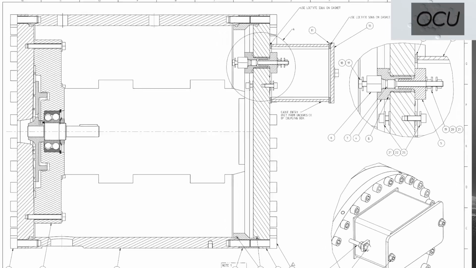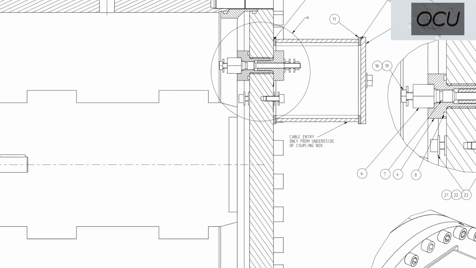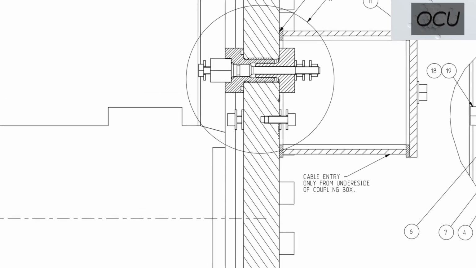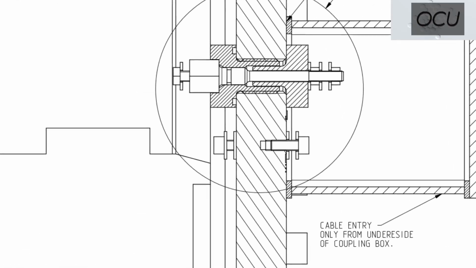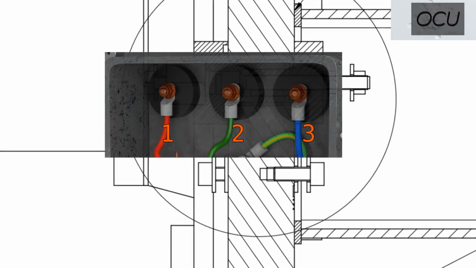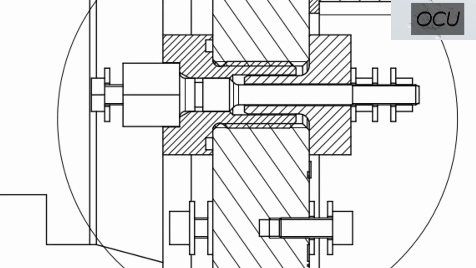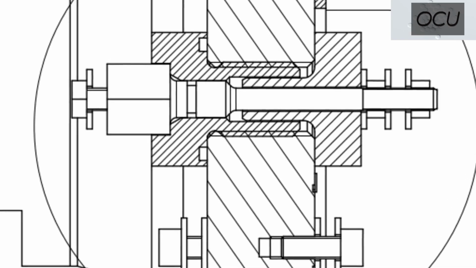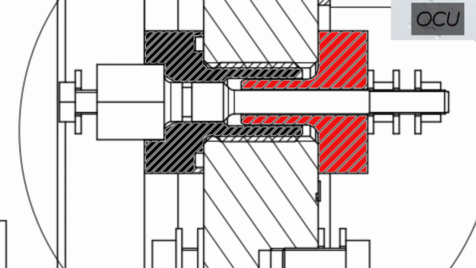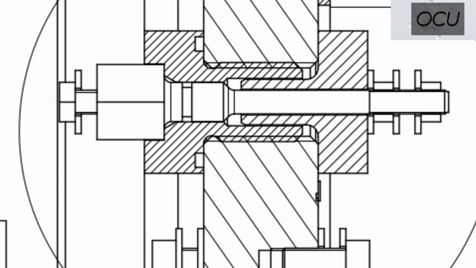Now, let's look at the technical drawing. Between the oil chamber and the junction box, there are 3 O-ring insulators. Each O-ring has 2 components: internal and external. One of these components failed, which caused the oil to leak.